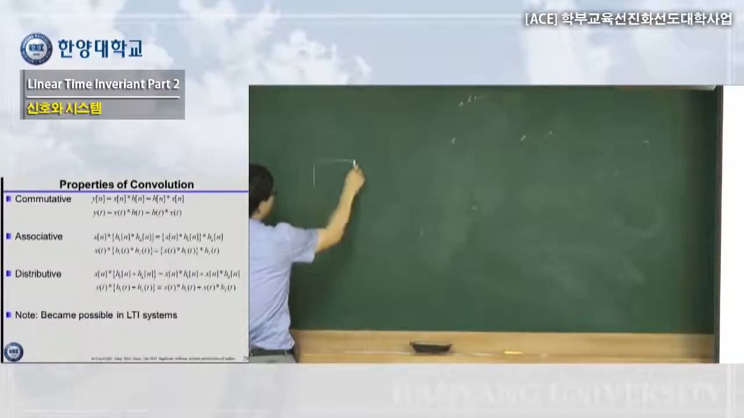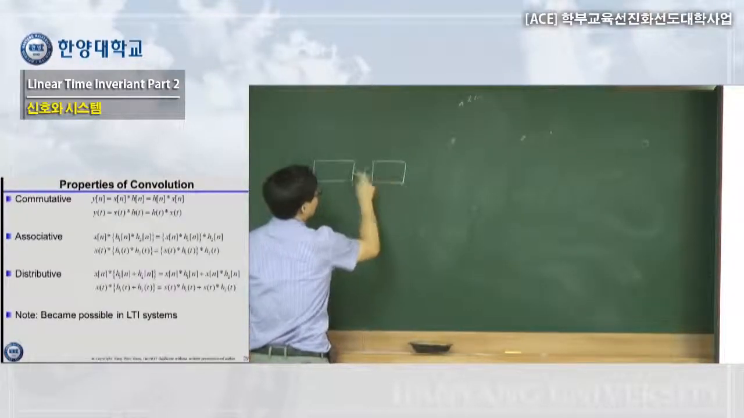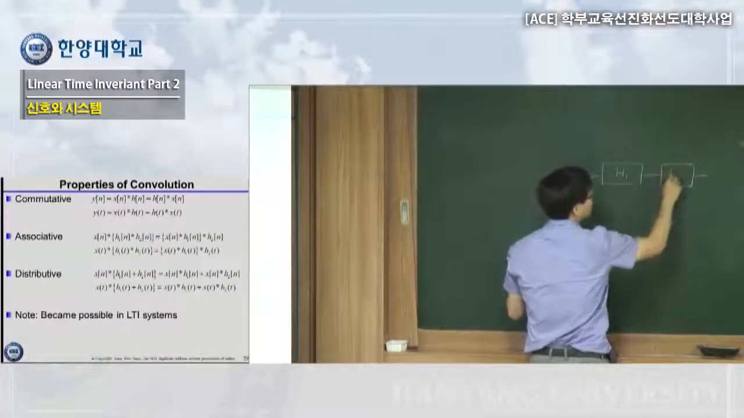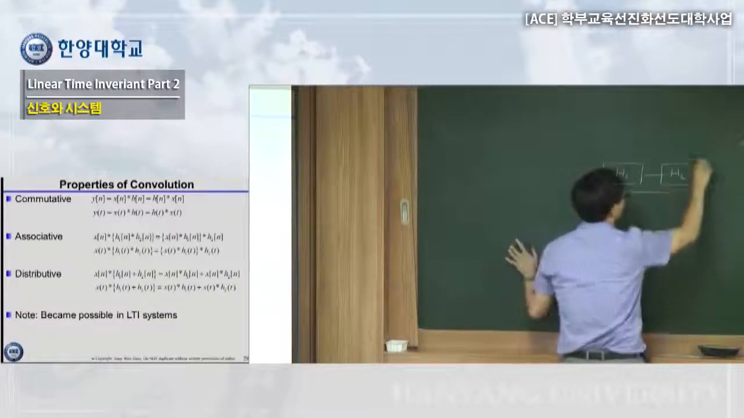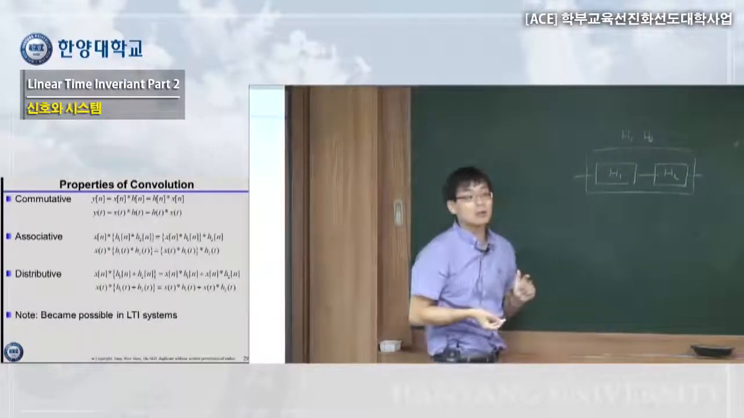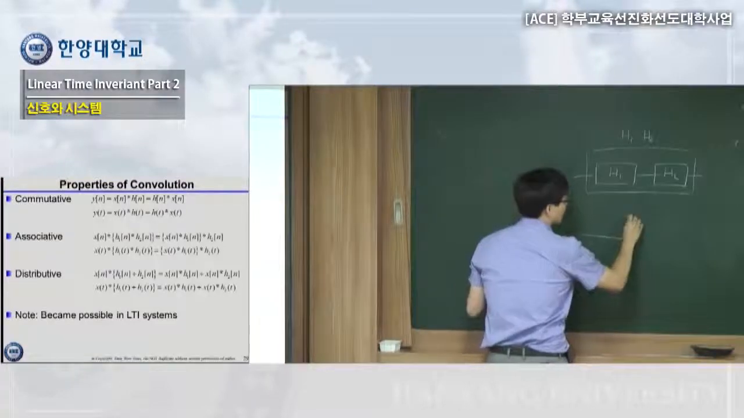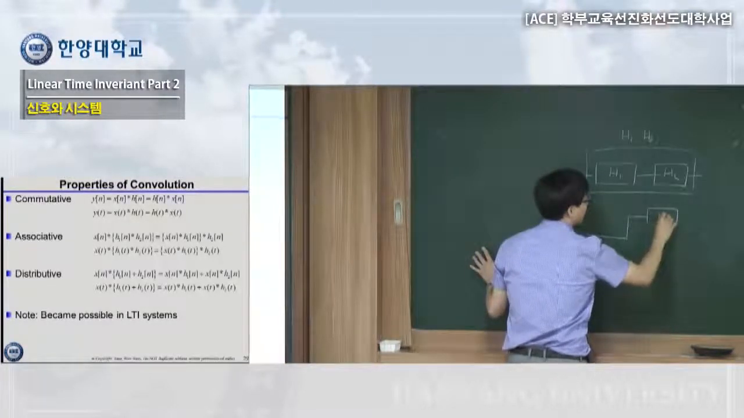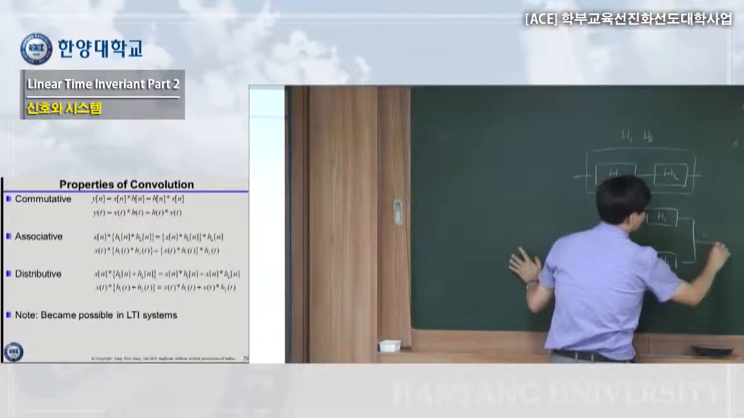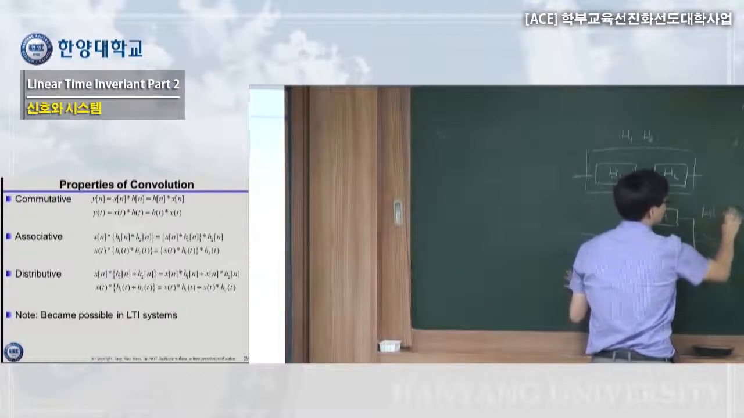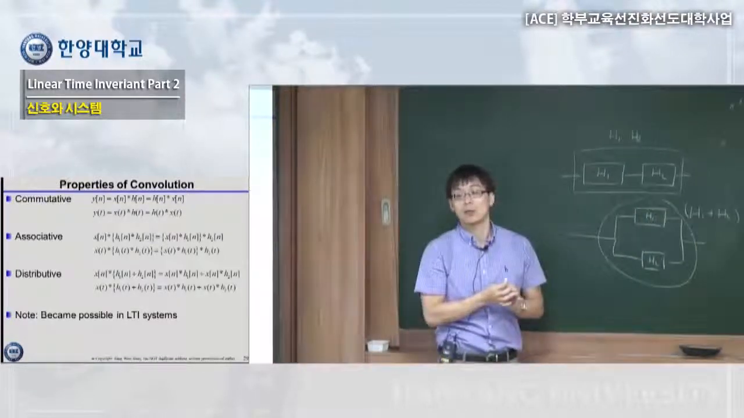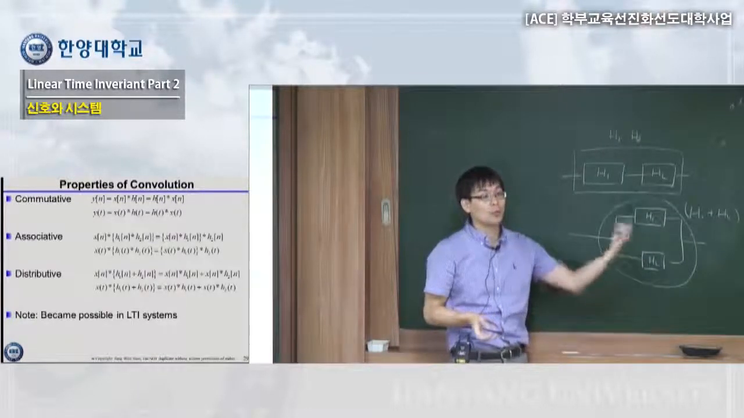We have a series system, right? Remember? There is H1, H2. The total system will be what? H1 multiplied by H2. In the case of a parallel system, we have H1 plus H2 as the system of all of this. Remember, right? This one goes back to the story.